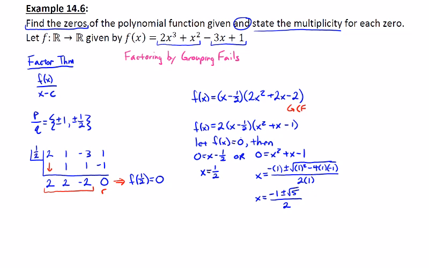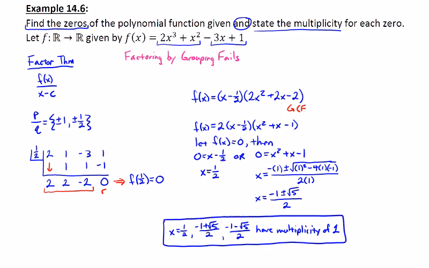So this tells me that there are two answers because of that plus or minus, and the square root of 5 is not going to simplify, so there's no reason to even worry about dividing by 2 either. So here are our answers. We have x equals 1/2, negative 1 plus the square root of 5 over 2, as well as negative 1 minus the square root of 5 divided by 2. And these all have multiplicity of 1. That's all we were asked to do, was find the zeros and state their multiplicity.